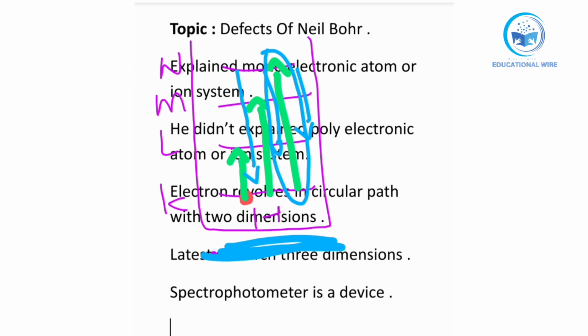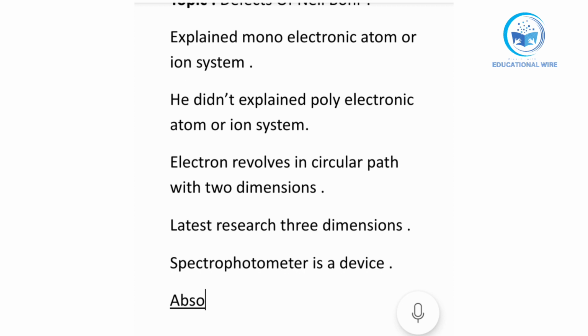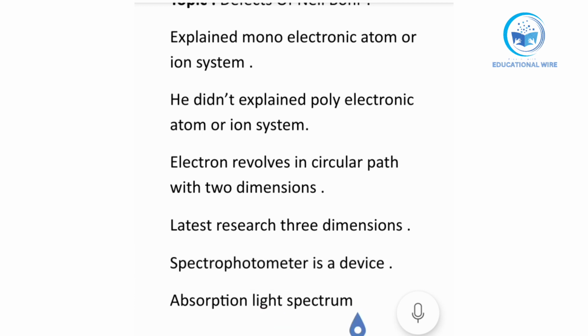It is not colorful, it is in black color. Should I write here, absorption light spectrum? The absorption light spectrum has a black color, which he has seen here.